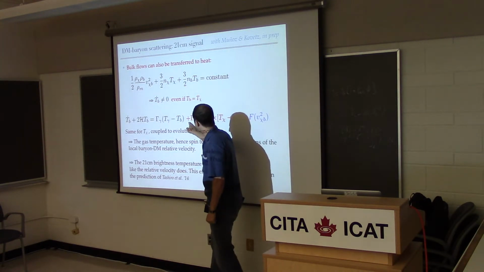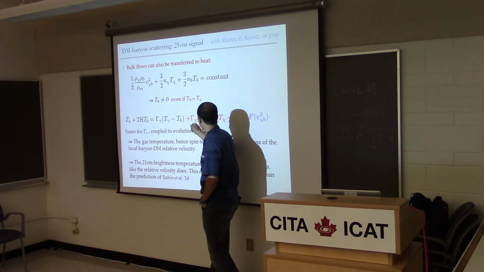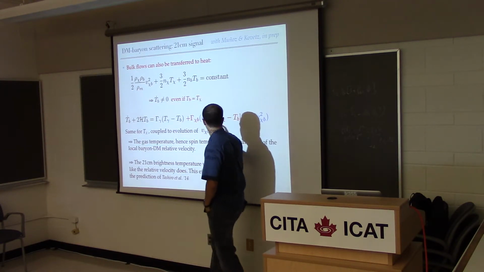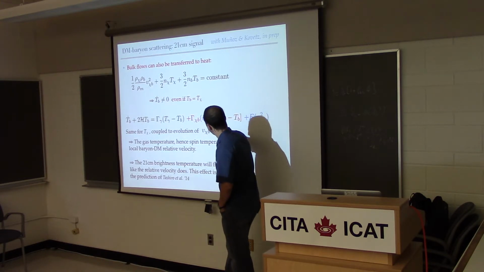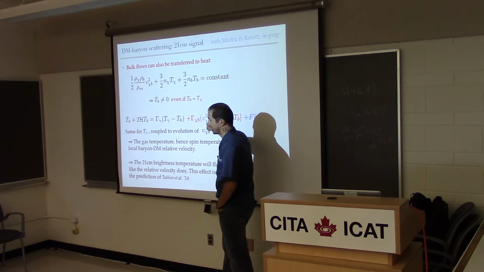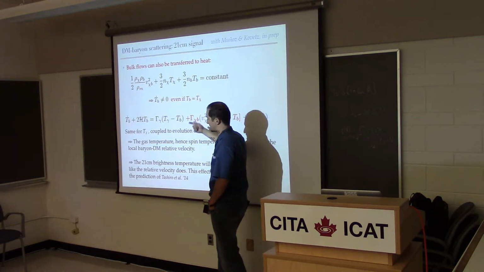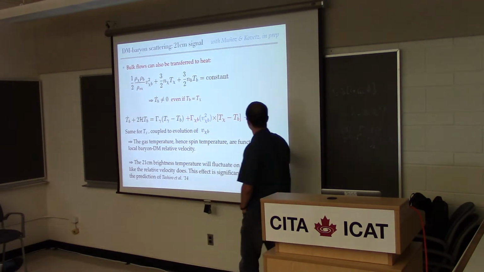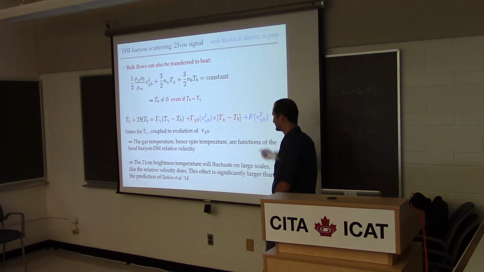So in the equation I wrote before, you have the usual photon coupling term. You have this coupling term that couples the two temperatures, trying to make them close to one another. This will depend on the local relative velocity between the baryons and the cold dark matter, if the cross-section is velocity dependent. And you have an additional term which is strictly positive and depends on the bulk flow. And same thing for T gamma.